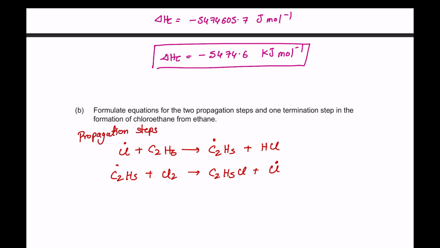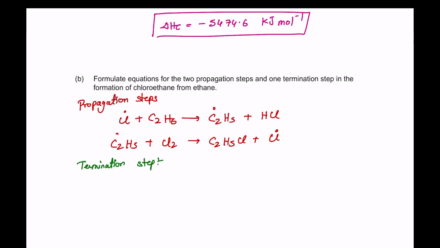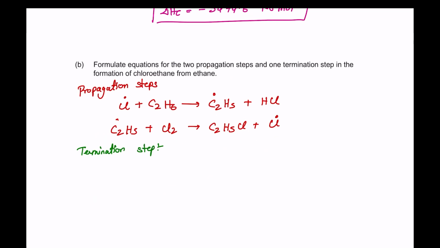Now how do we identify a termination step? In a termination step, you would find that the number of free radicals on the reactant side will be greater than the number of free radicals on the product side. For example, Cl dot plus Cl dot will give you Cl2. The number of free radicals on the reactant side is 2 and on the product side is 0. So free radicals are getting used up. If free radicals are getting used up, we can conclude that the reaction is coming to an end.